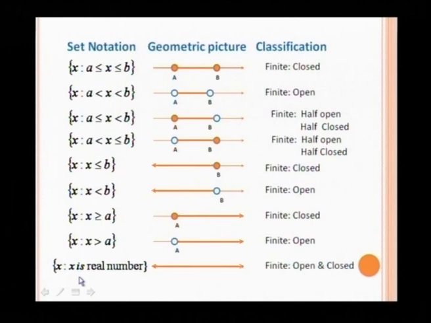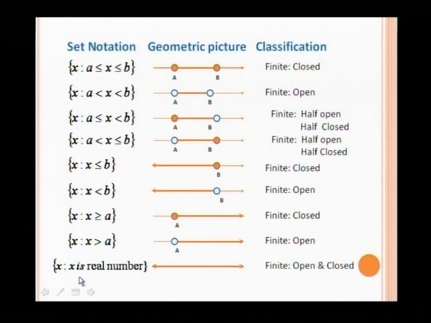For the second example, if we consider a set notation as x such that x is greater than a and less than b, its figure would be like this, where a and b are not included, but all the numbers between a and b are included. Its classification would be finite and open. For the third set notation, x such that x is greater than or equal to a but less than b, its geometric picture would be like this, where a is included but b is not included. Its classification is a finite and half open, half closed interval.